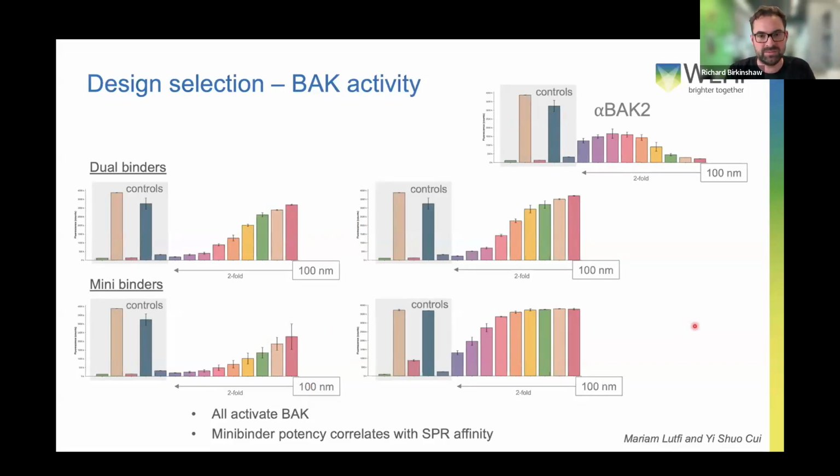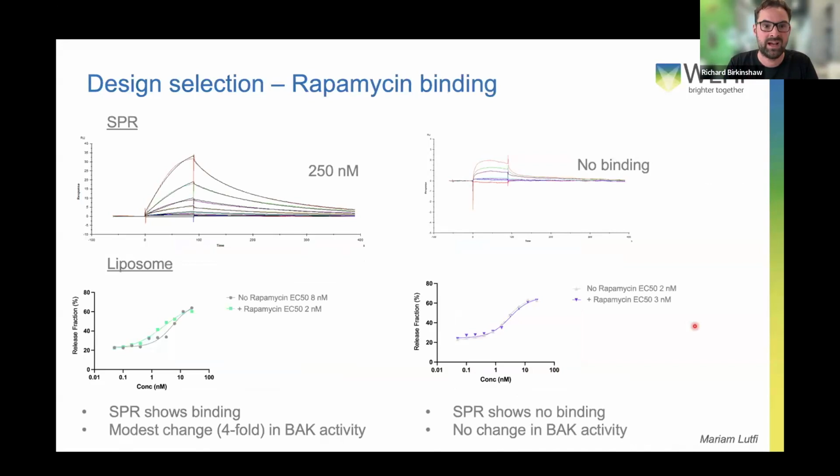So of these 2 nicely behaved BAC binding proteins that are activating BAC, we wanted to see for the dual binders, do they bind the rapamycin that we had designed them to? And what was really quite reassuring was one of them at least does. So it has around a 250 nanomolar affinity for rapamycin, as shown here in these nice SPR curves. However, the other binder, although there's a hint here, the scale here is very small, so there's not really any binding going on here.